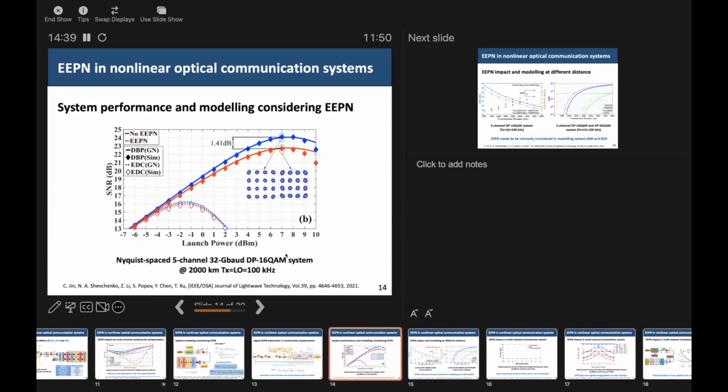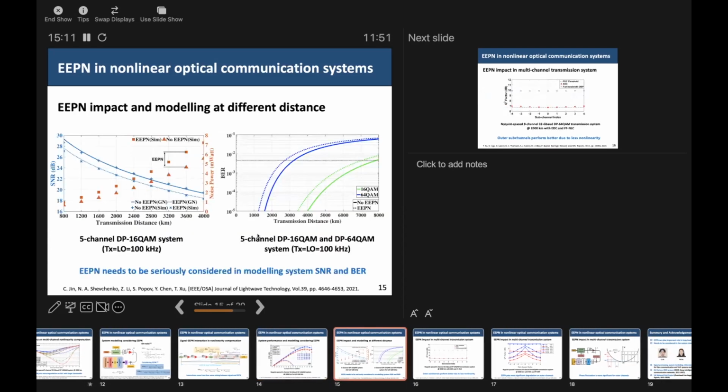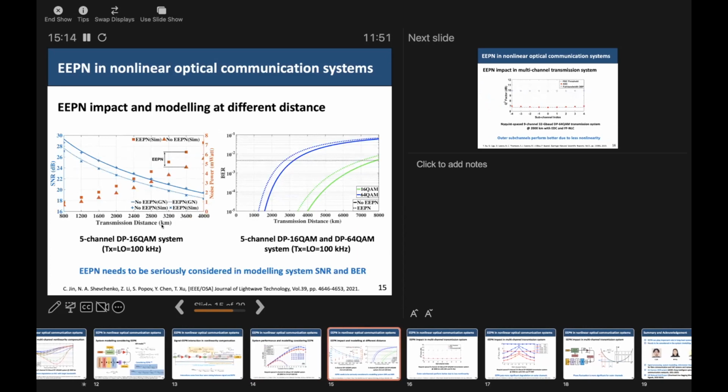Then we compare our predicted model and the numerical simulation based on the split step Fourier solution of the optical fiber. We can see our model can give a good prediction of the system performance when we consider the equalization enhanced phase noise. And this is 5-channel. Based on this work, if we further increase the transmission distance, we can see the equalization enhanced phase noise becomes more and more important.